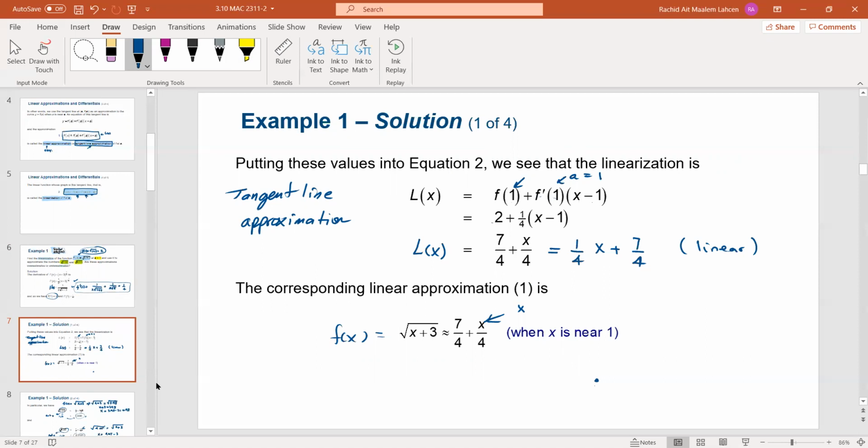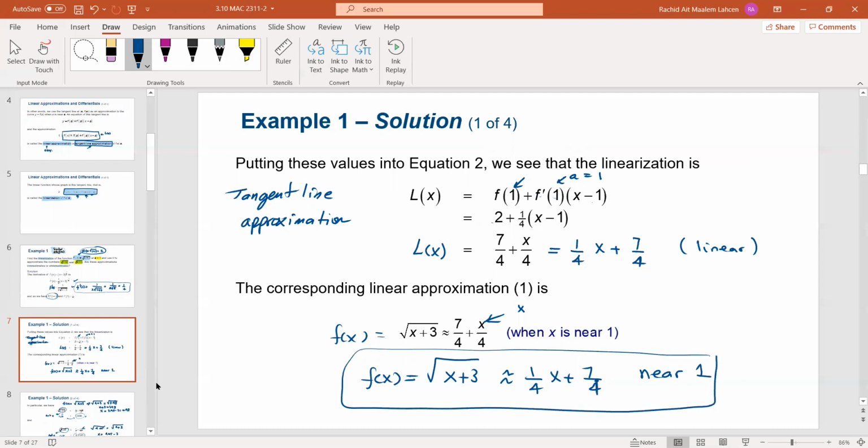So what are we saying here? We started with f of x as the square root of x plus 3. That's the function. We're saying now that what we come up with is exactly that function near 1. That's it. So that's what we did.